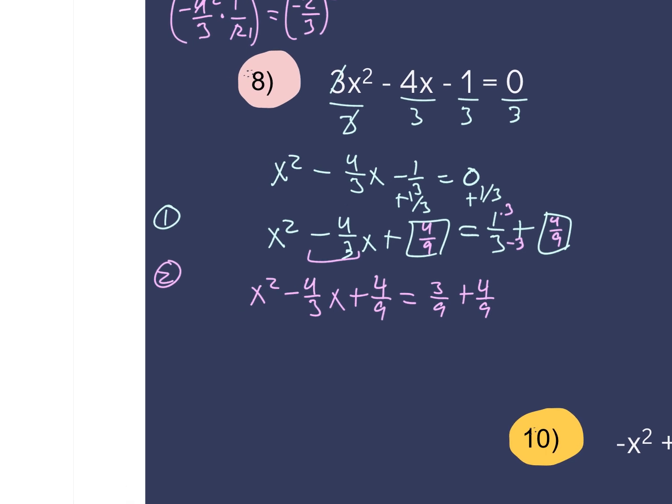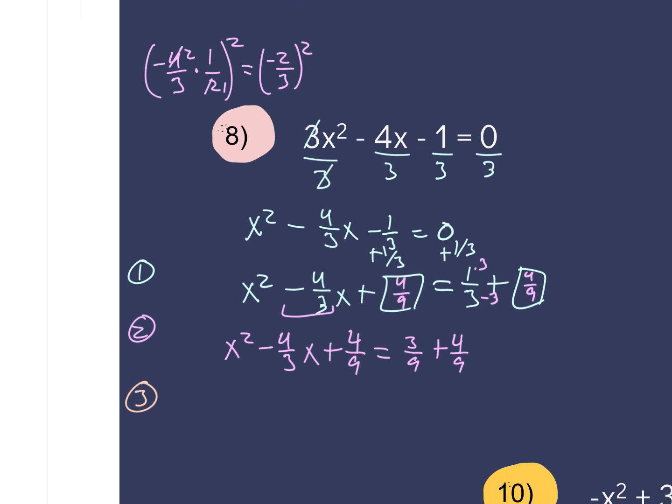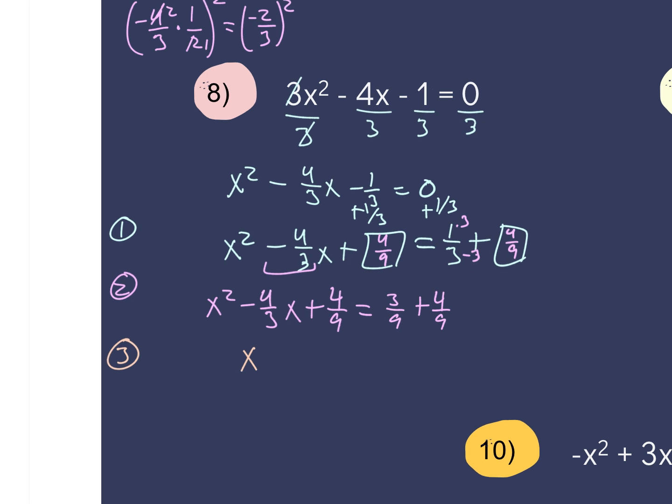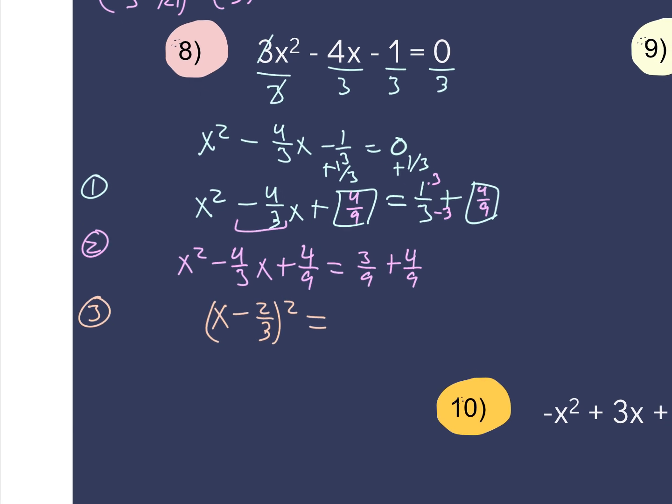The third thing you want to do is factor your perfect square trinomial. Remember, to get from step 2 to step 3, we always do x plus b over 2, that entire thing squared. In this case, b over 2 is negative 2/3, so it's going to be x minus 2 over 3 squared, and then equals 3 over 9 plus 4 over 9, which is 7 over 9.